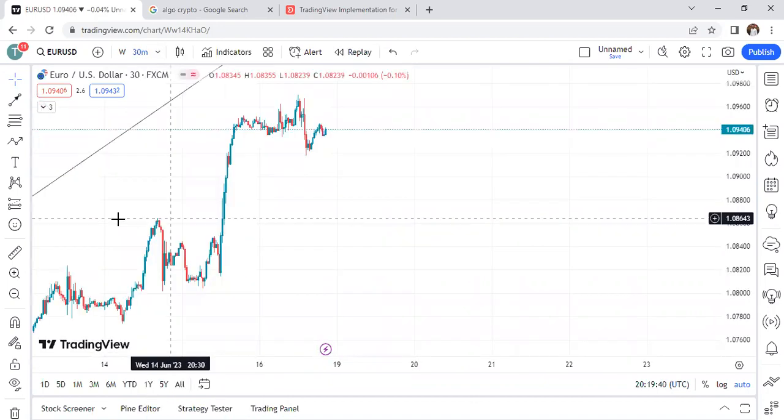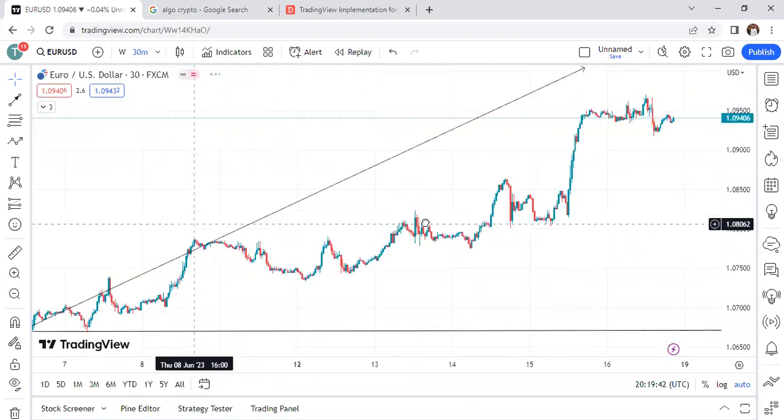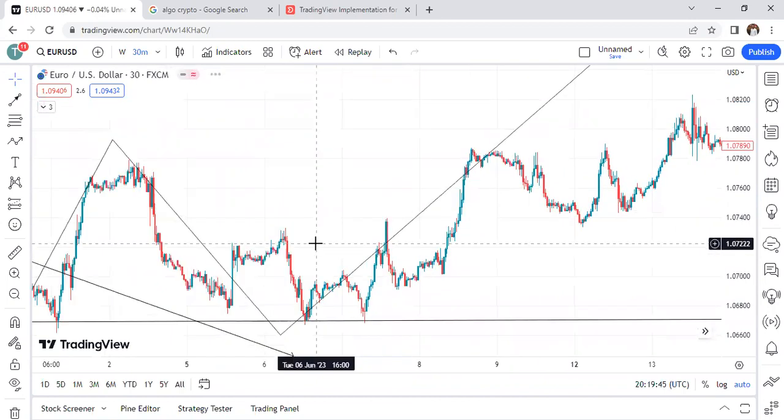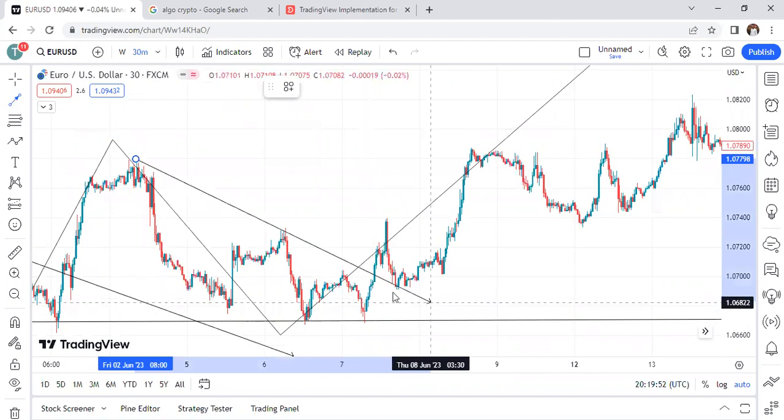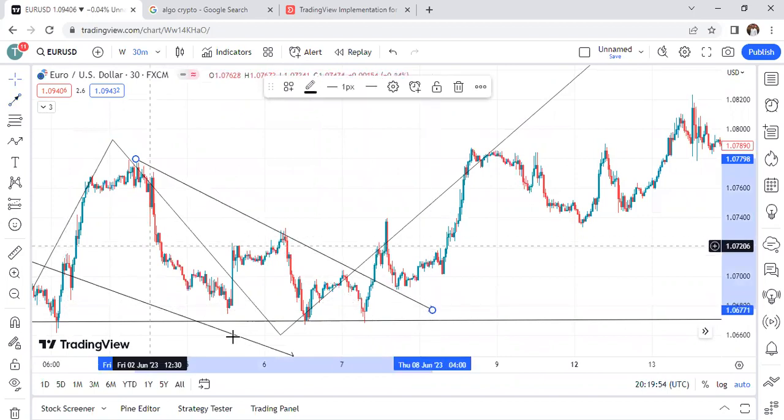So I go on 30 minutes. What do I look for? I wait for the same thing, a breakout and retest of the sell, right? I said it to sell and it's selling. This is sell, right? A breakout. This is a breakout. This is a retest right here.